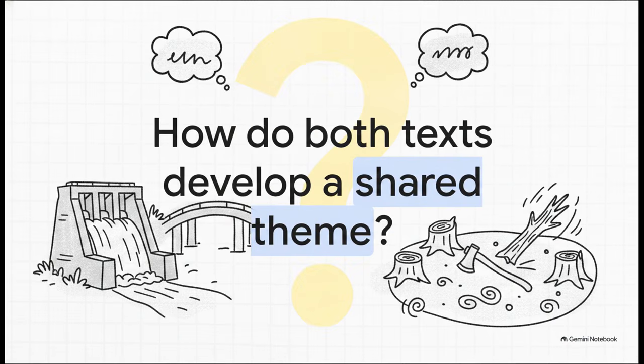Let's try self-check number 2. How do the details and perspectives in both texts develop a shared theme about human intervention? Now, let's look back at our 3 pillars of comparison and see how these two completely different topics, building a dam versus clearing trees, might share a foundational message. Take a second here. Think about the details, the perspectives, and most importantly, the consequences they have in common.